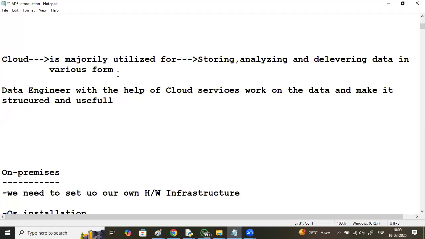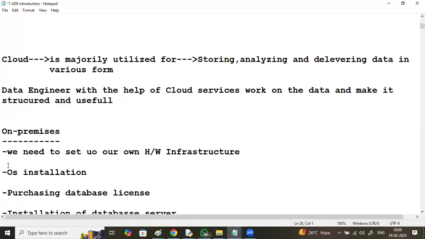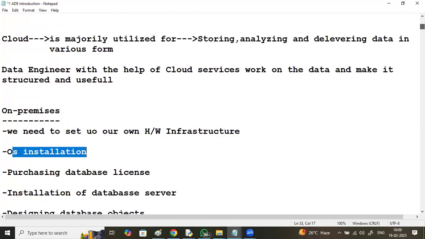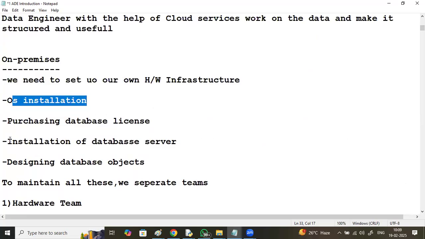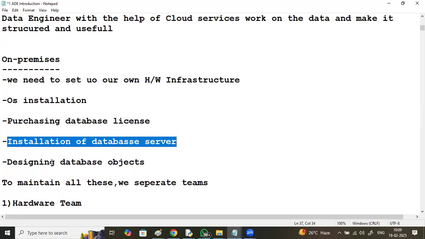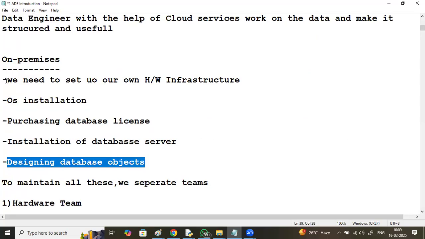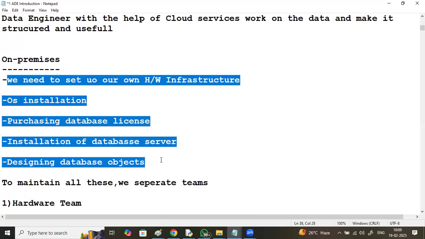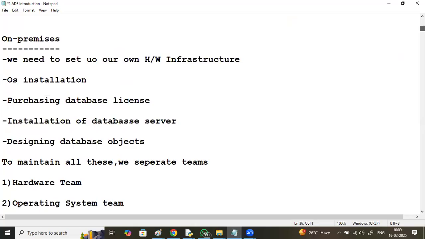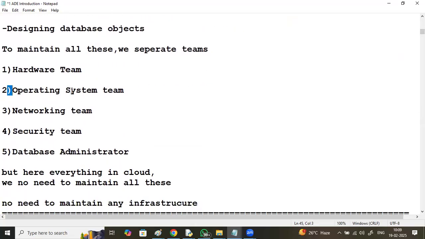Previously we had on-premises, as compared with the cloud premises. On-premises, we need to set up our own hardware infrastructure, on top of that OS installation, purchasing database licenses, installation of database servers, and designing of database objects. If you go with on-premise, you need to do all this. To maintain all this, we require separate teams: a hardware team, an operating system team, a networking team, a security team, and data administrators.